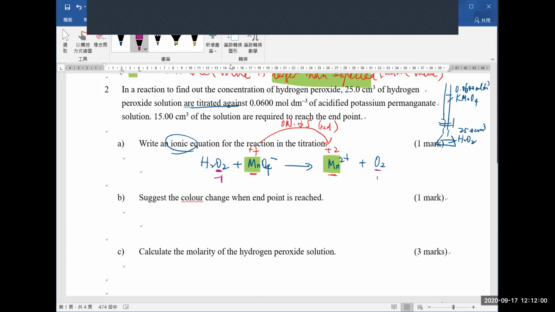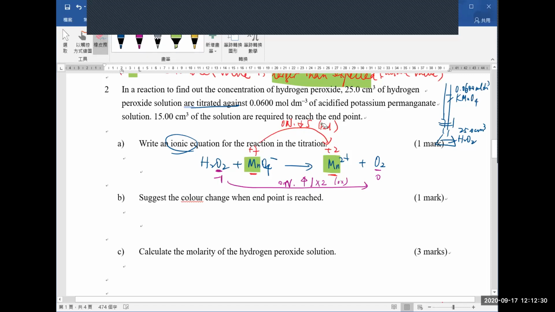Oxygen. We have got 0 here. So we have got an increase in oxidation number unit by 1. Is it? It's not just 1 because we have got H2O2 and O2, right? So you are going to multiply by 2 already. So altogether we've got 2 O undergo oxidation. So we have got an LCM of 5 and 2. Can you see that? 5 and 2.